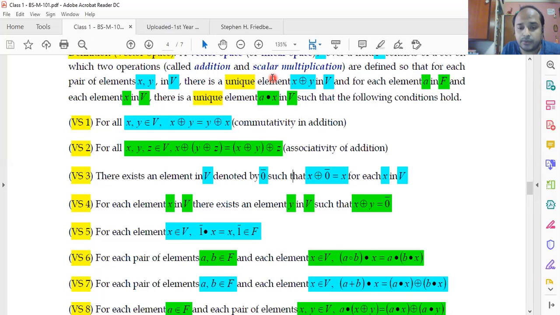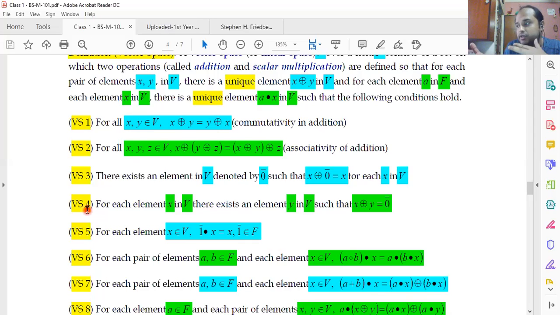Second, point number 2 is that these properties VS3 and VS4 are extremely important, because in VS3 and VS4 you are supposed to find the zero vector, or if I talk about VS4, the inverse vector. For example, I'm again going back to school. The natural numbers, starting from 1 up to infinity, don't have any zero element in them.